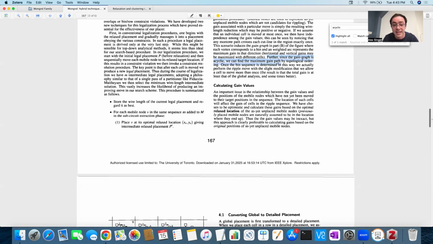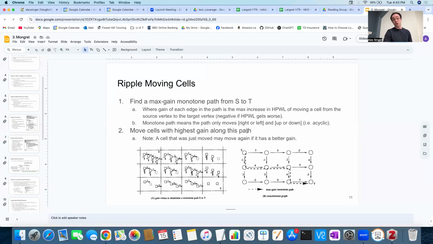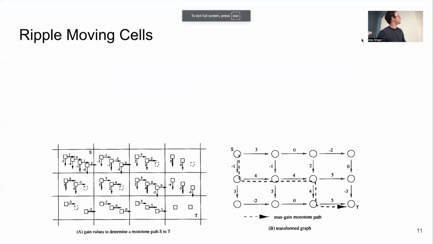Since the gain graph is acyclic, we can find the maximum gain path by topological ordering, which is a much more efficient algorithm, it has a better time complexity than Dijkstra's. So this is why they actually do this. We could have made a gain graph that's much more complicated than this, but we want to make this very, very efficient and very fast. We want things to ripple. And so we'll get into what's going on here right now.